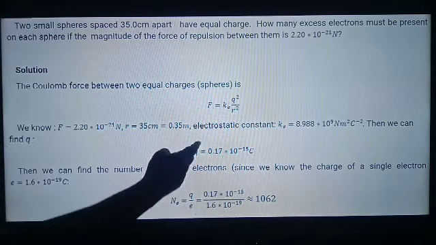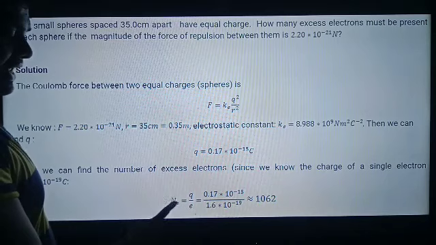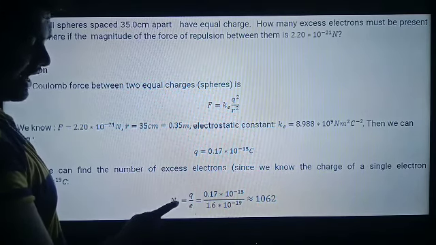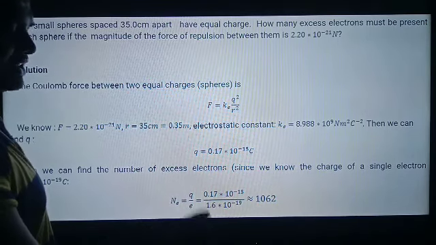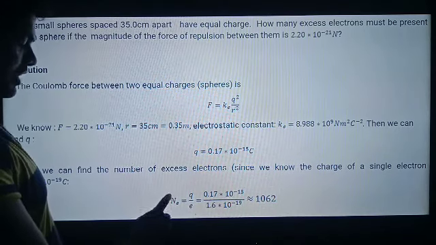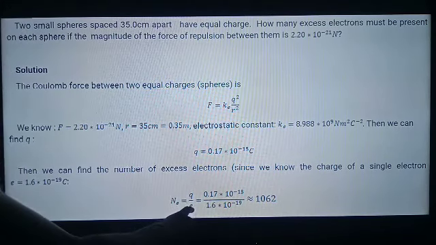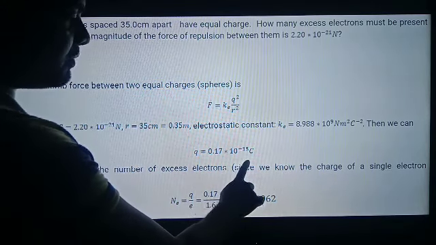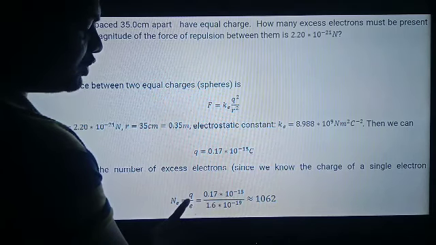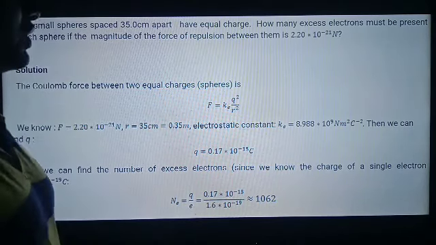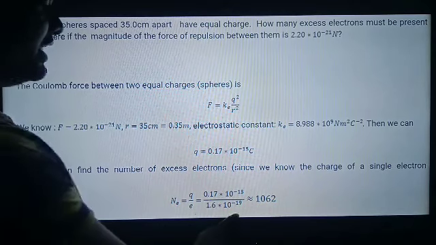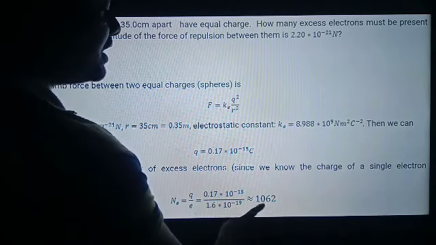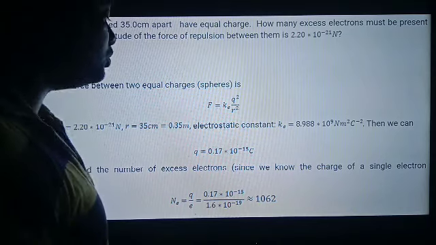Then we can find the number of excess electrons. How? In the quantization law we had discussed Q is equal to Ne. Q is charge, N is the number of electrons and e is electronic charge. So number of electrons N is equal to Q upon e. Q is 0.17 × 10^-15 divided by the charge of an electron. The charge of an electron is 1.6 × 10^-19 Coulomb. When you divide, the answer is approximately 1062 electrons.